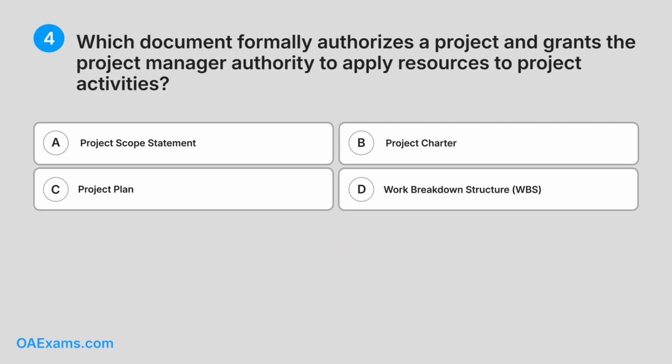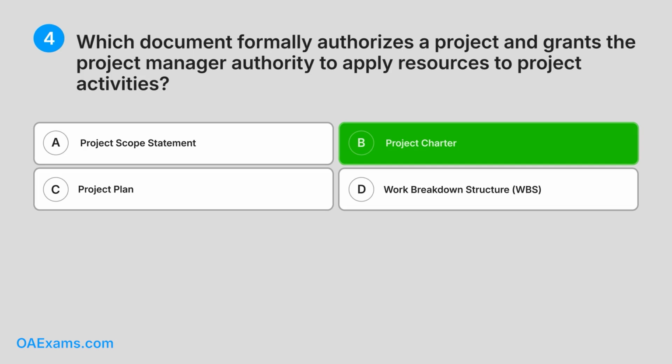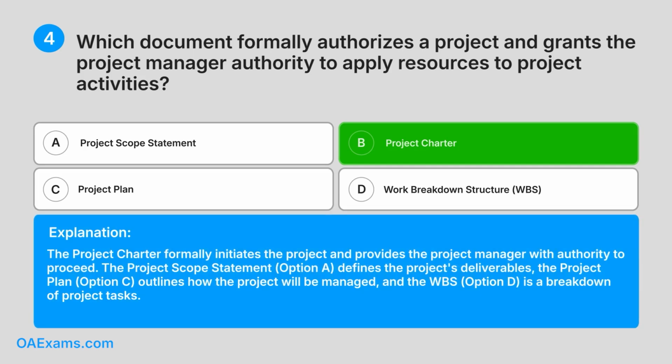Correct answer: B. Project Charter. Explanation: The Project Charter formally initiates the project and provides the project manager with authority to proceed. The Project Scope Statement, option A, defines the project's deliverables. The project plan, option C, outlines how the project will be managed. And the WBS, option D, is a breakdown of project tasks.